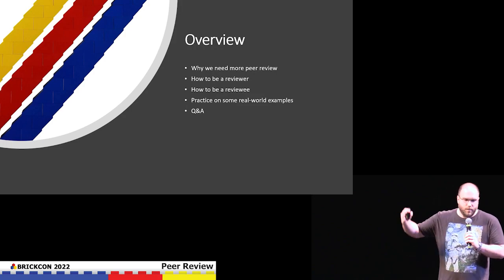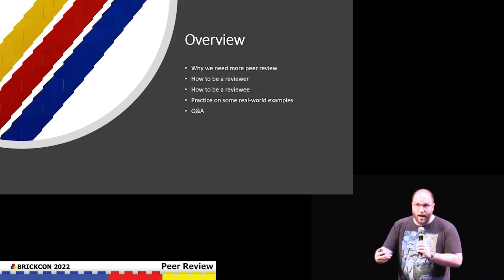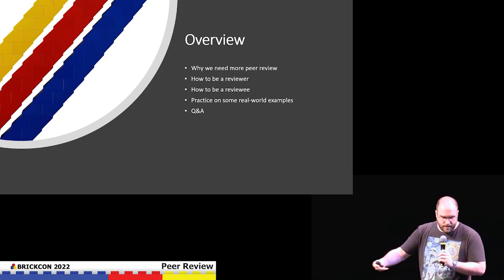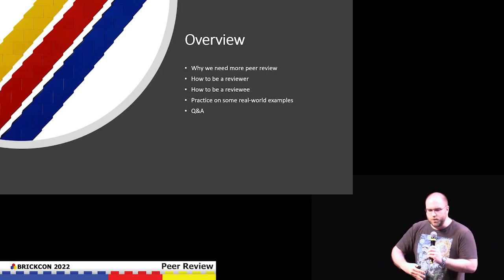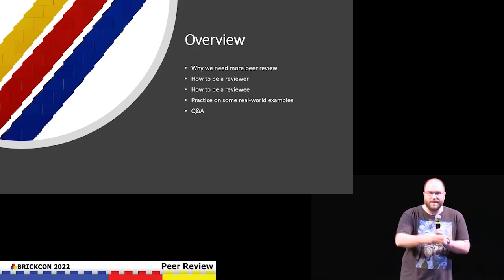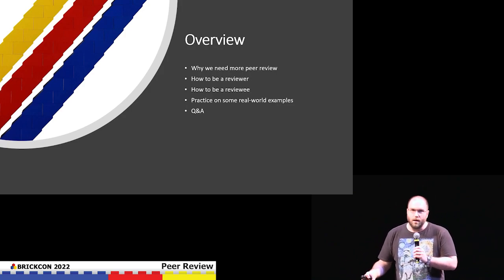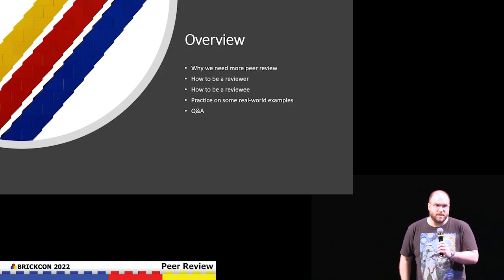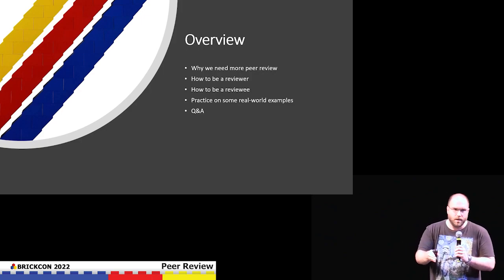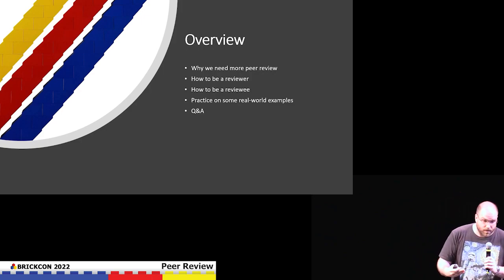So we're going to break it down a little bit here. We're going to start with talking about why, getting into why those things I just listed are important. Then we're going to talk about the two sides of things, how to be a reviewer and then how to be a reviewee. There are skills in both of those. It's not just one person talking at another. It's very much a back and forth.